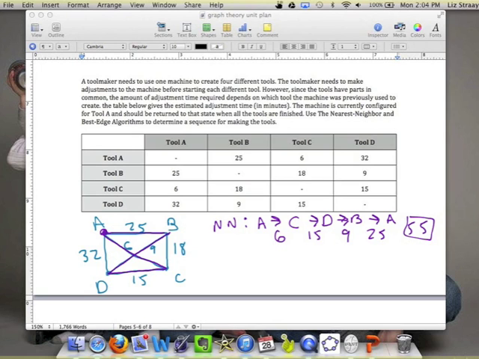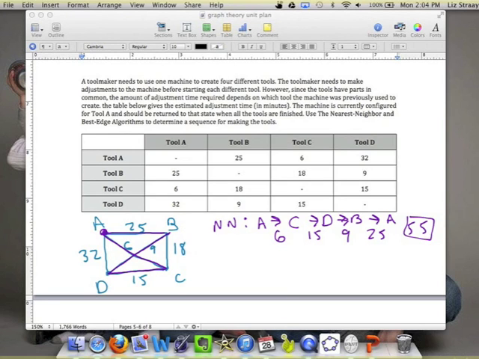Wait, nearest neighbor, why didn't you go to 9 instead of 15? Is that because it didn't connect? Yes. In nearest neighbor, we're starting at one point making connections. Best edge is where we just get to pick all the best numbers we can pick.